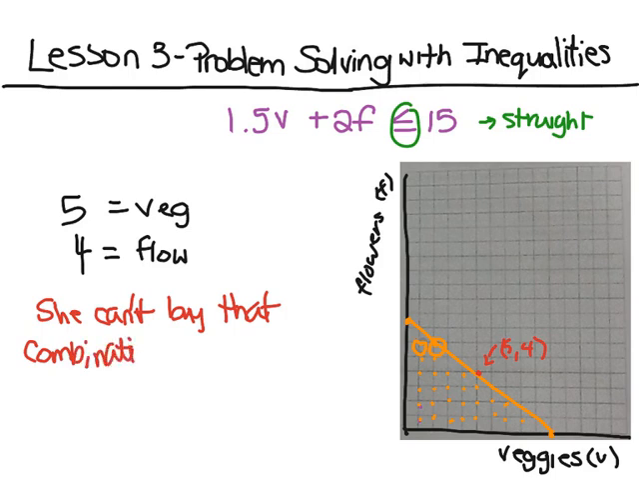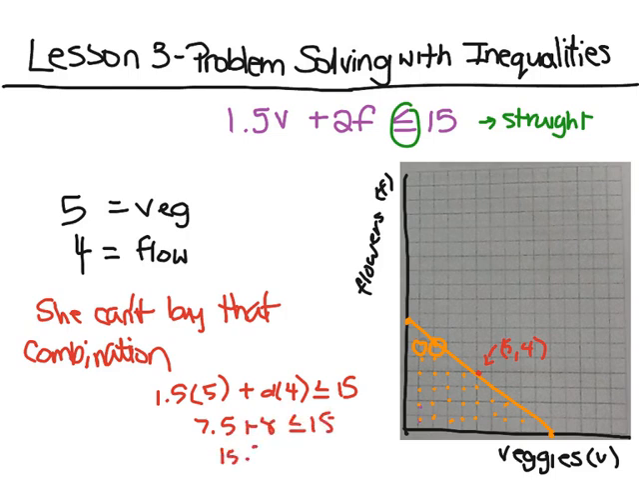And your justification would be just to say it's not in the shaded region, the solution region. Or you could plug it into the equation. So 1.5 times 5 plus 2 times 4 is less than or equal to 15. 7.5 plus 8 is less than or equal to 15. 15.5 is less than or equal to 15. So it's just outside of the solution region.